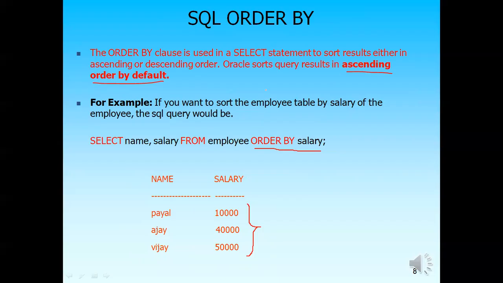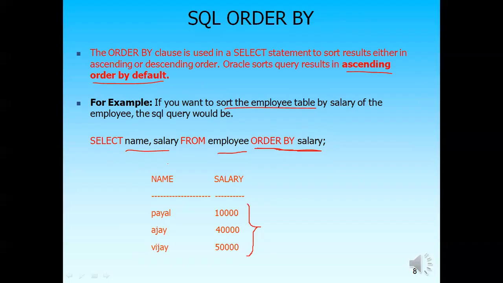So here is the example. Sort the employee table by salary of the employee in the ascending order. This is my query. So what will be the solution? Select name, salary from employee order by salary. Select name, salary: I want to display only two columns, name and salary, from which table? Employee table. And I want to display this result in the ascending order of the salary field.